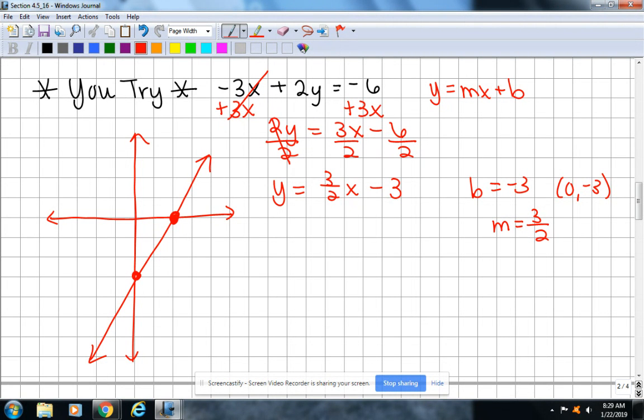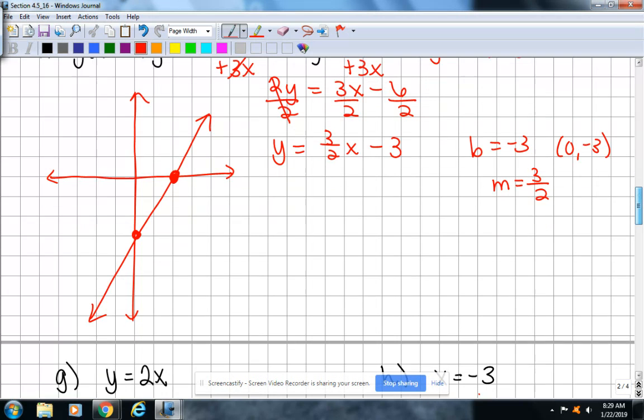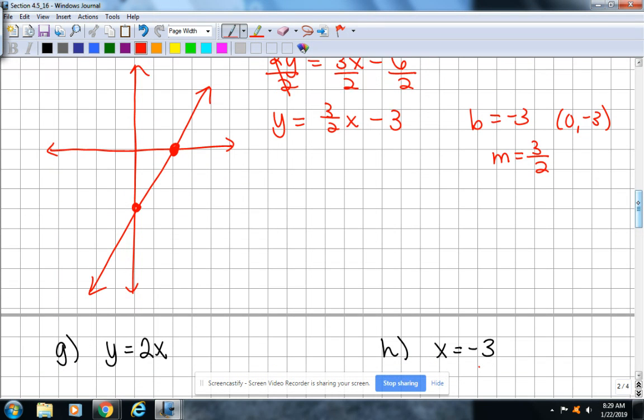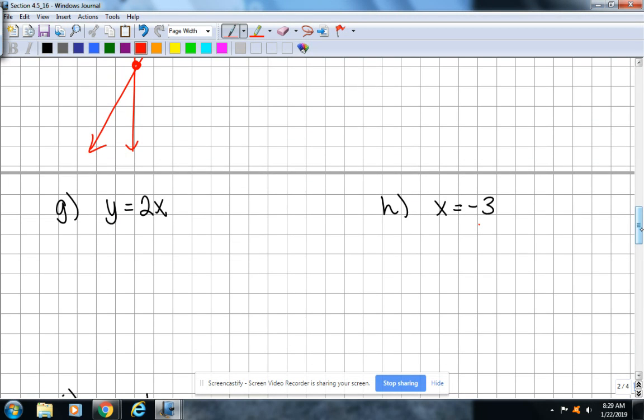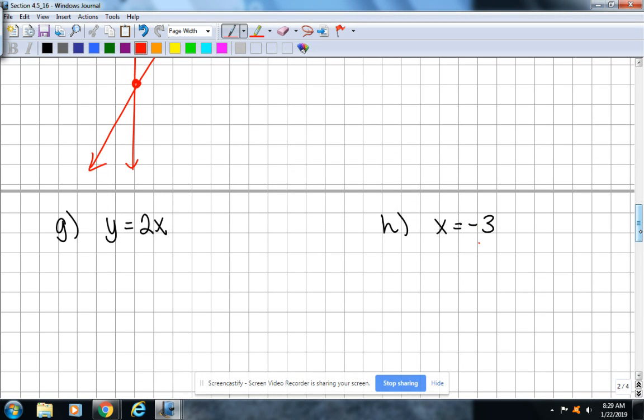Y'all did good, okay? So we still got to know how to get y by itself, because if it's not, it's going to be hard to graph it with slope-intercept form. All right, the last thing I want to show you is a few little special types of problems like this, special cases.